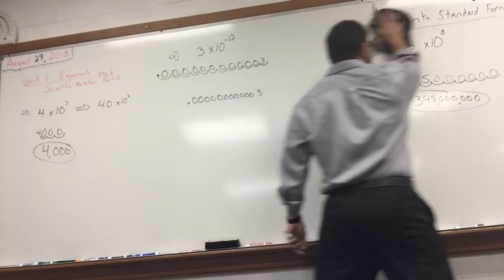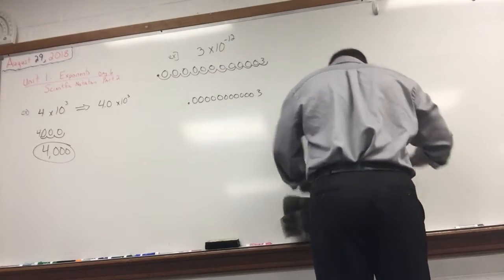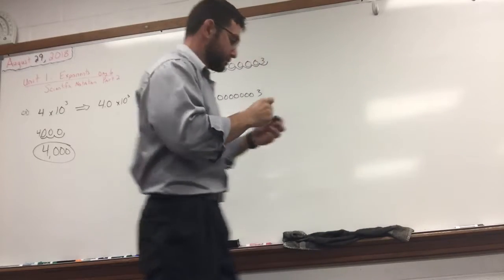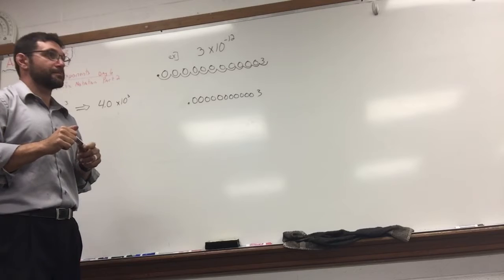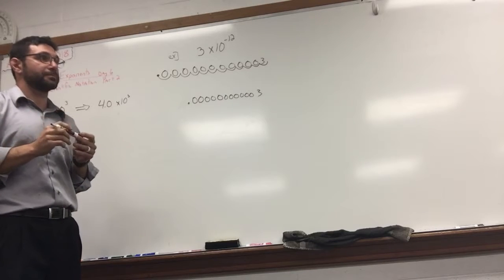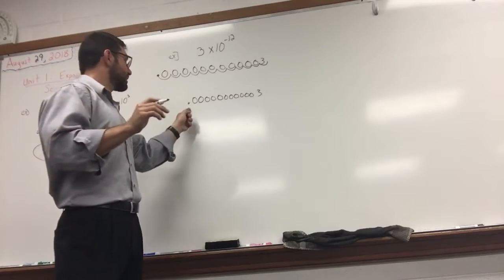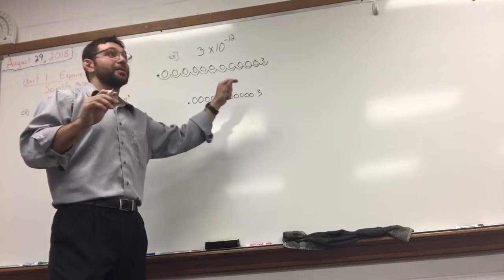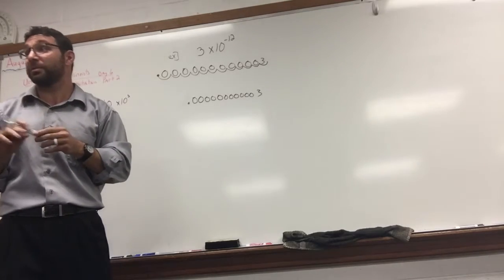Yeah, it's 12 places. Remember yesterday we talked about place value? So even if there are digits, like 3, 4, 5 in the place, you still count that place. And we're gonna give it a little trouble, because right here there are 12 places. Even though it says times 10 to the negative 12, it won't always just be 12 places.